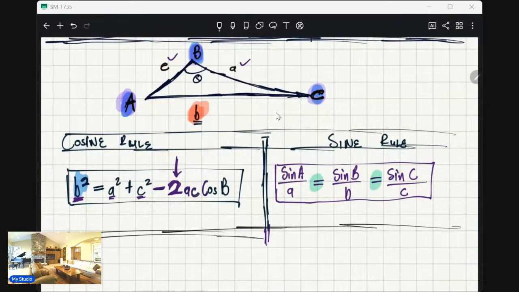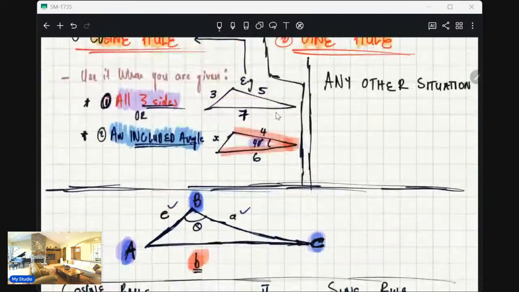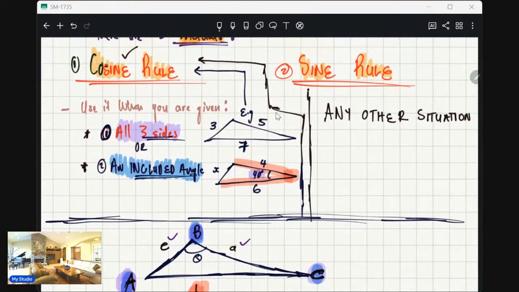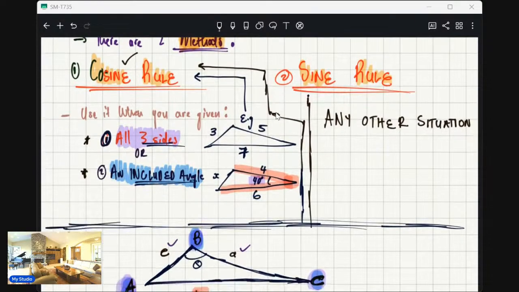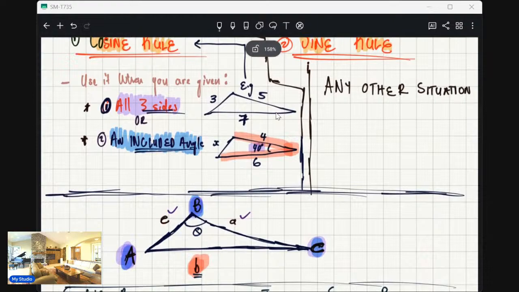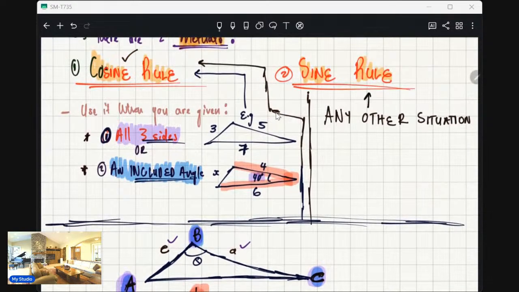Are we happy? Have we seen the situations when you use the cosine rule? You use it when you have either all 3 sides on your non-right angle triangle. You'll be having all 3 sides, or you'll be having an included angle, right? Any other situation, you have to use the sine rule. Are we together? All right.